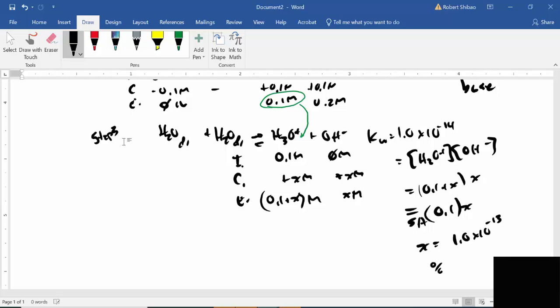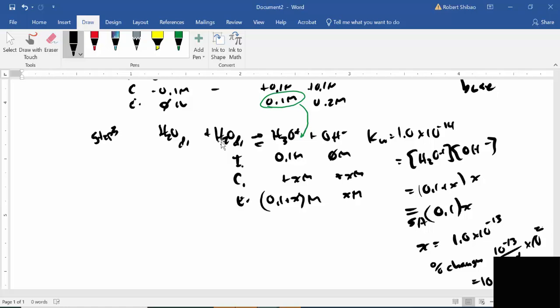And then we have to justify our simplifying assumption by determining a percent change. The percent change is 10 to the minus 13, which is the change, over the initial, which is 10 to the minus 1, times 10 squared. And so this is going to be 10 to the minus 10%. 10 to the minus 10% is good. It's less than 5%. And so the simplifying assumption is so good in this case, I wouldn't even bother doing the quadratic, as I get the same answer.